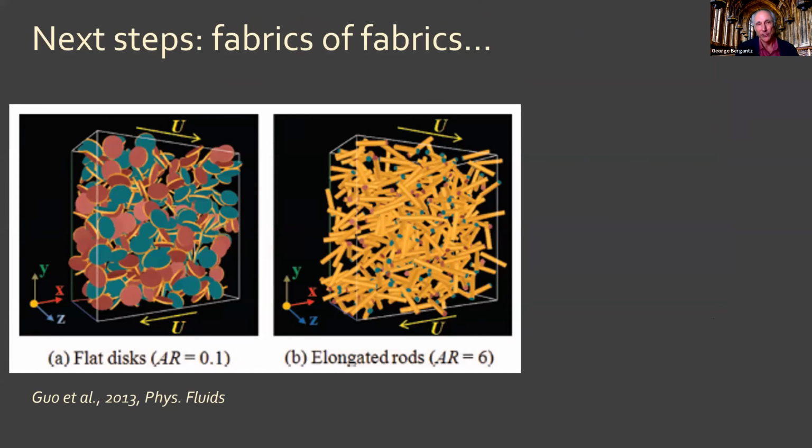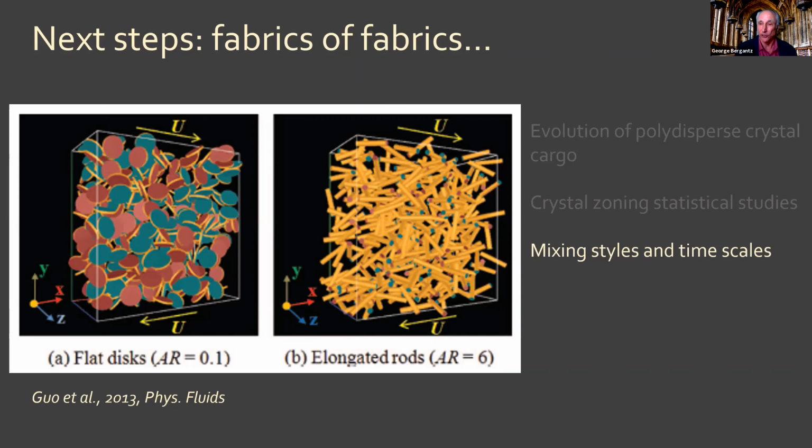Where are we going with this? The next step is doing fabrics of fabrics. Alex is working on non-spherical particles under very, very mushy conditions with viscous melts. We want to understand better the evolution of a polydispersed crystal cargo. We want to look at crystal zoning and do statistical studies, better understand mixing styles and timescales. And we're on the verge of being able to do 100 million particles, 100 million crystals in a simulation within the next 5 years.